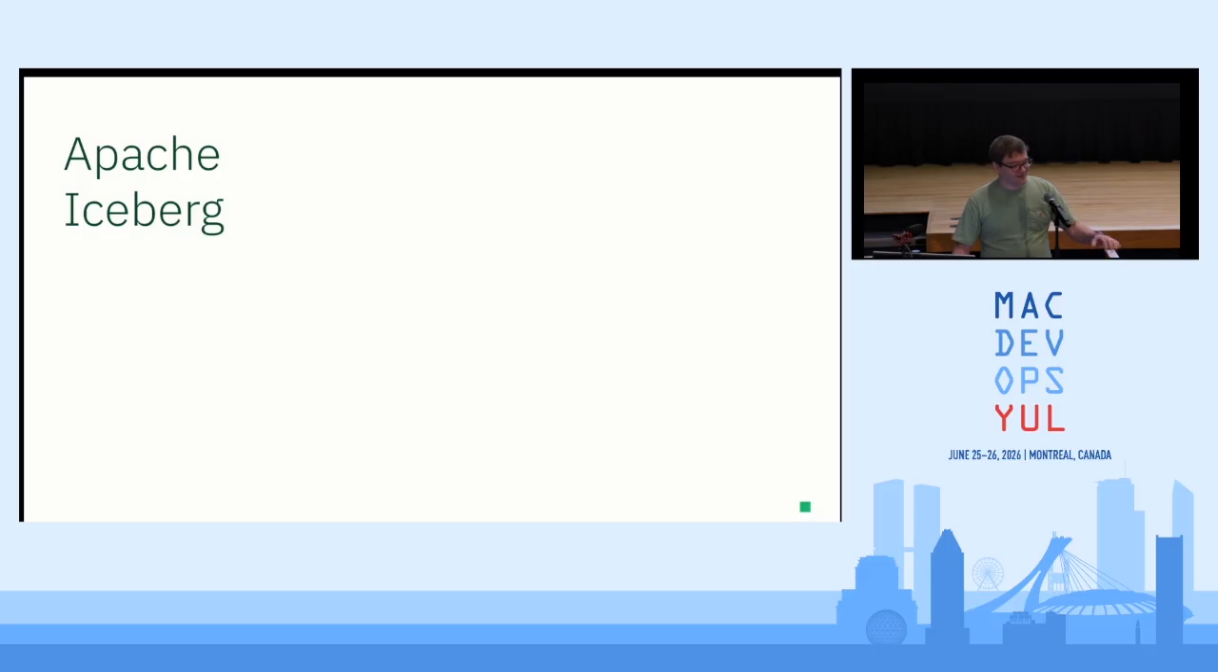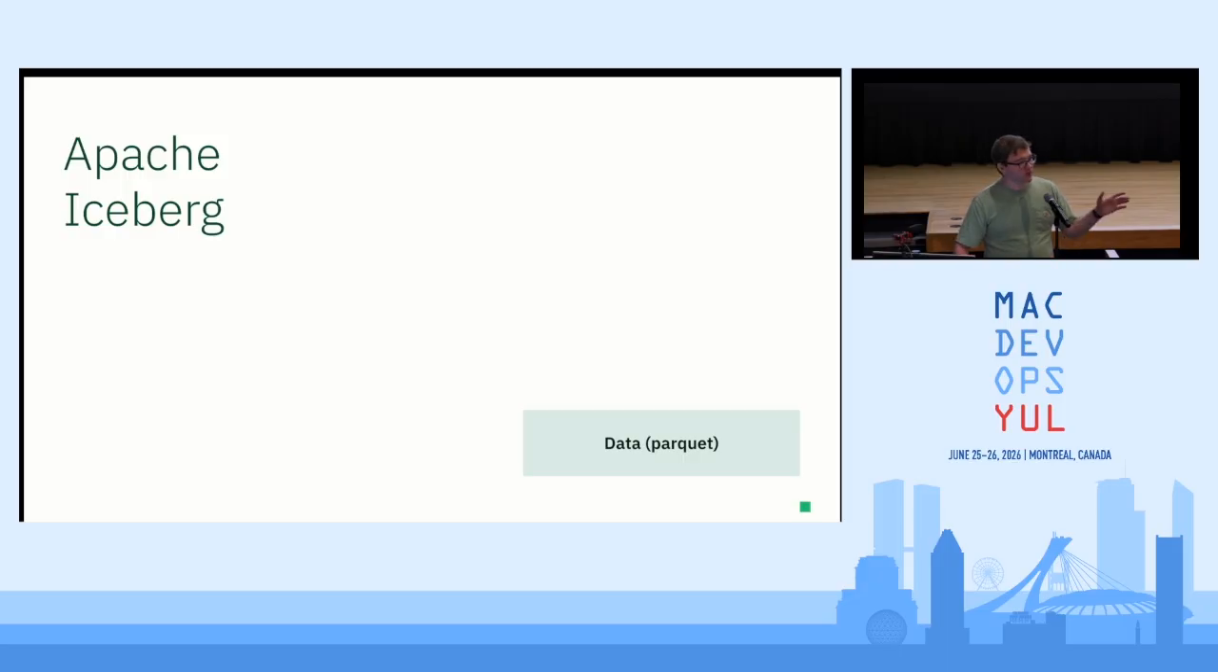One of the main data formats for a data lakehouse today that's emerged in just the last few years is Apache Iceberg. Iceberg is made up of several layers of files stored in object storage like S3.